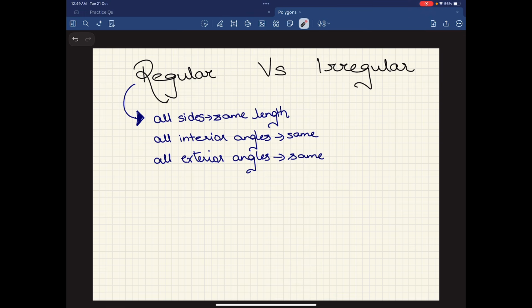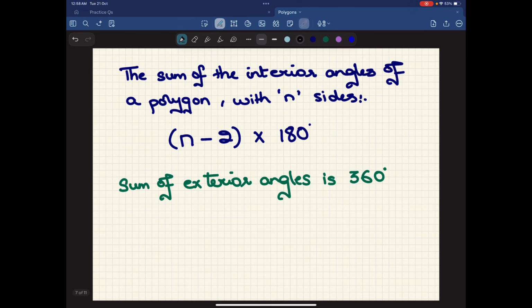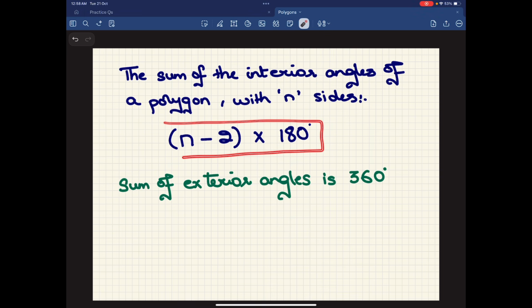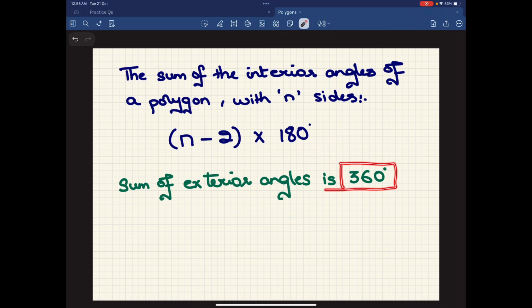While in case of irregular polygons, the sides are not of the same length. The angles are also different, and therefore each exterior angle is also of a different value. Okay, now keep in mind that whether we have a regular polygon or an irregular polygon, the formula for calculating the sum of the interior angles is going to be (n-2) into 180. And the sum of exterior angles will be 360 degrees.